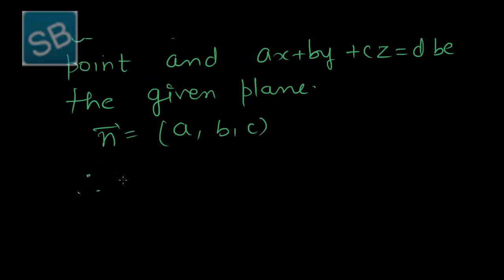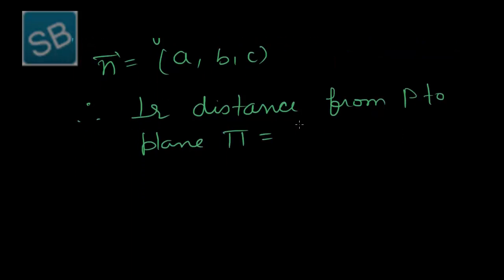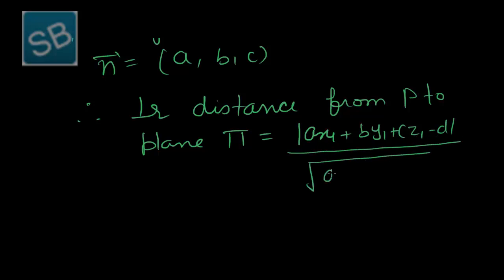Now the perpendicular distance from point P to plane pi is given as modulus of d minus p dot n over modulus n, that is, we can write modulus of a x1 plus b y1 plus c z1 minus d, over under root a squared plus b squared plus c squared.